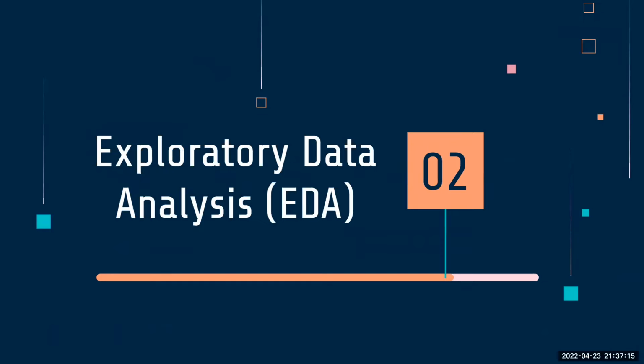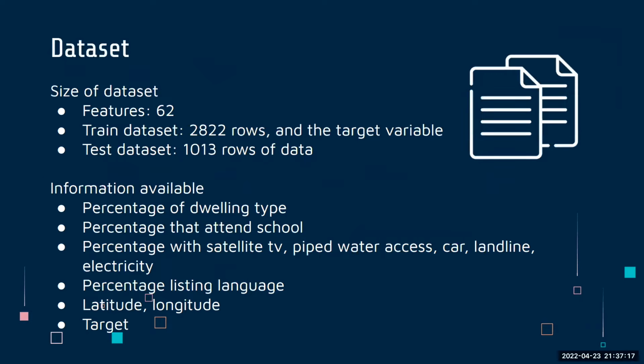Next, we will move on to the EDA of the dataset. The dataset is already divided into train and test datasets, with 62 features in total, 2,822 rows in the train dataset plus the target variable, and 1,013 rows of data in the test dataset. The dataset contains information such as percentage of dwelling type, percentage of households with present school attendance, percentage with piped water access, satellite TV, and so on, as well as the target variable, which is the percentage of women-headed households with income under a certain number. This is also what our regression problem aims to predict.